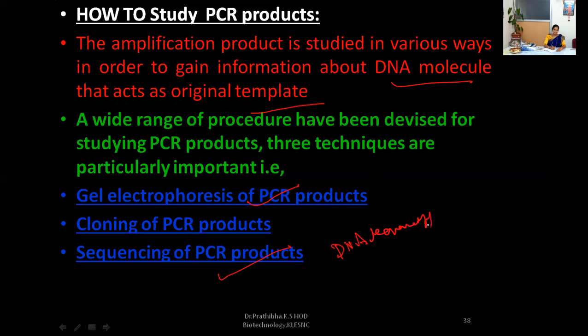We have two types of DNA sequencing. One is Sanger's method of DNA sequencing. The other one is the Maxam-Gilbert method of DNA sequencing. Any one methodology we can perform. I'll repeat: DNA sequencing can be performed by two methods. One is Sanger's dideoxy method, the other is the Maxam-Gilbert method. By using these two techniques, we can go through sequencing of the PCR products.